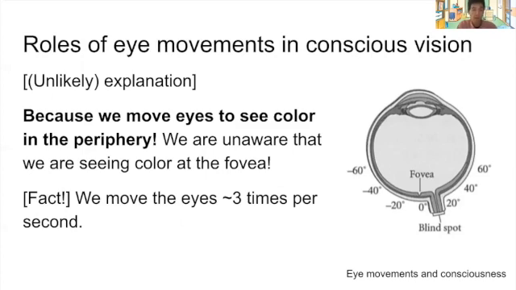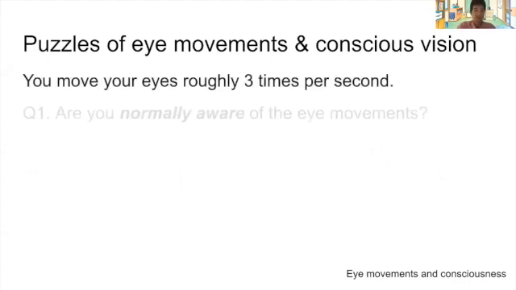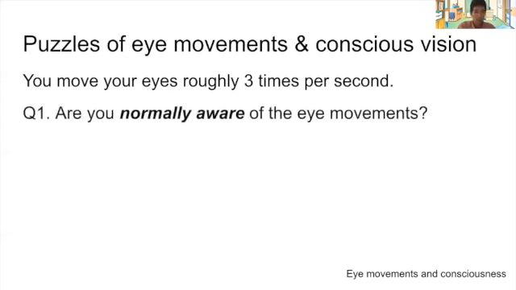One important fact to remember, which I might examine in the quiz, is that we move the eyes 3 times per second. But most of us are not really aware of this fact. 3 times per second is relatively a lot, but usually we are not aware of each of the eye movements. This is a big puzzle of eye movements and conscious vision. You move the eyes a lot, but are you normally aware of each eye movement? If I ask, most people probably say no.